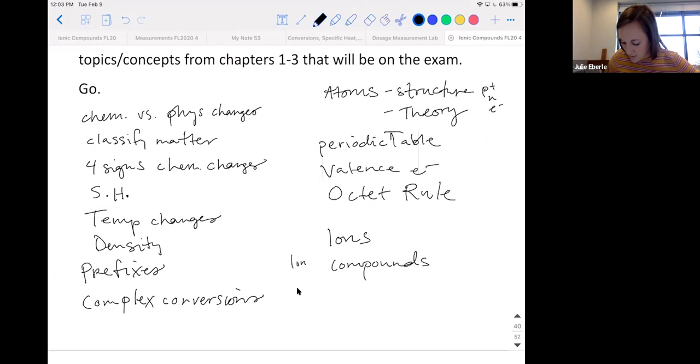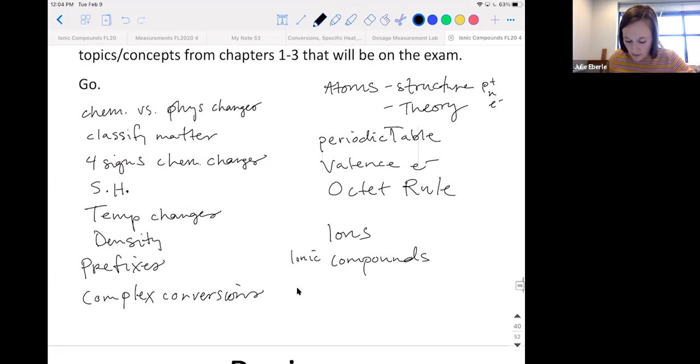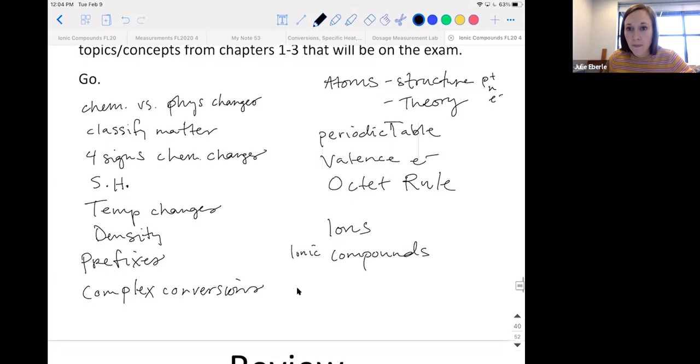Okay, ionic compounds, how to name them, how to write the formula. So take a screenshot of this if you want. That's several things that'll be on the exam. That's quite almost all of it, actually. There might be a few things here and there I didn't think of. Okay.